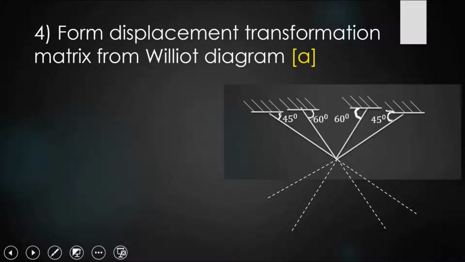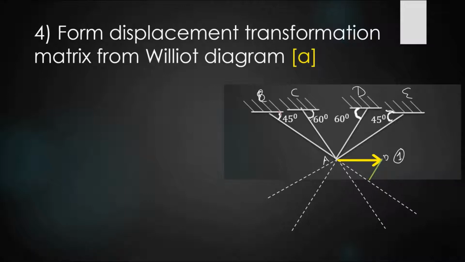And the fourth step is to form the displacement transformation matrix. As we do in truss analysis, here also we will draw the Williot diagram. A Williot diagram is nothing but extending each member of the truss. Here we have AB, AC, AD and AE. I have extended all these members, and then I will apply a unit displacement in the direction of the first system coordinate. Let me name it as O.